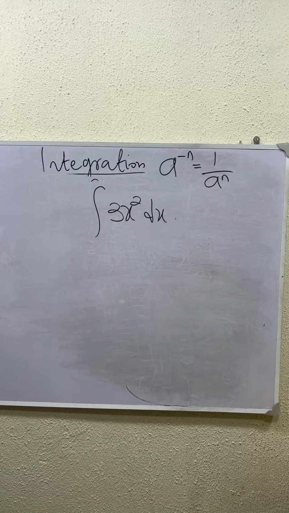What do you get? Okay, Sam Joy, you said x power 3 plus c.